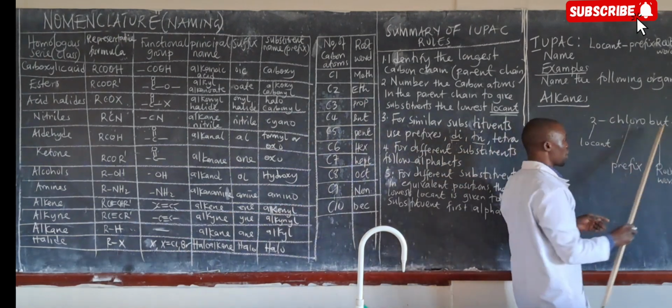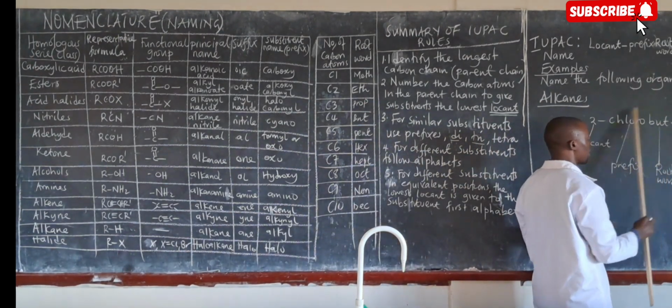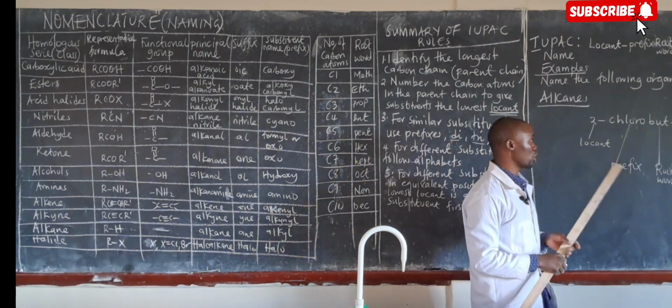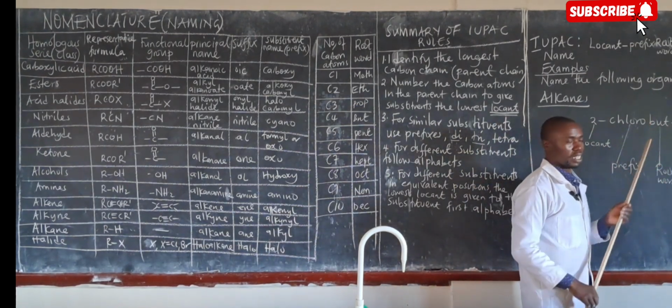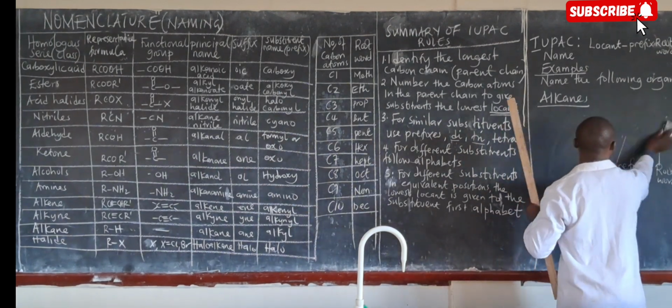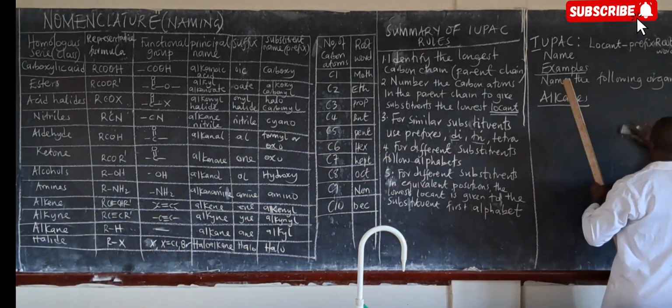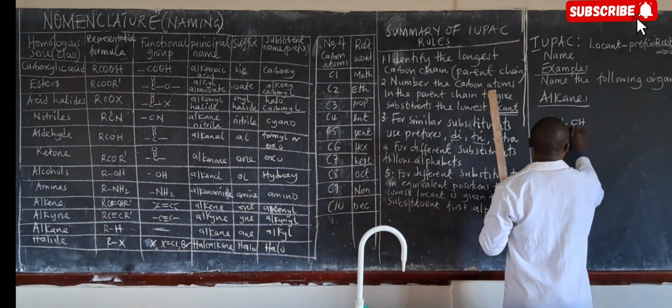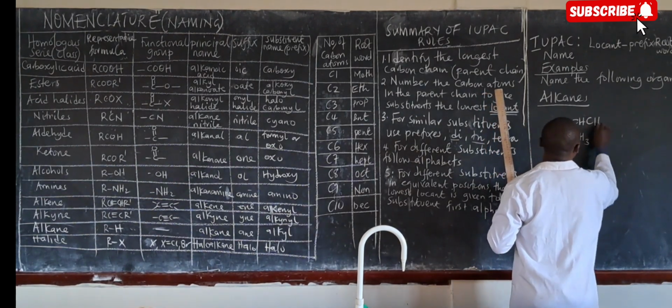Of course, in alkanes here, this one is missing because they don't have a functional group like the double bond. So it will just be butane if it's a butane. So let's start with alkanes here in the naming. So your name should have those characteristics. So have the first example here to name.